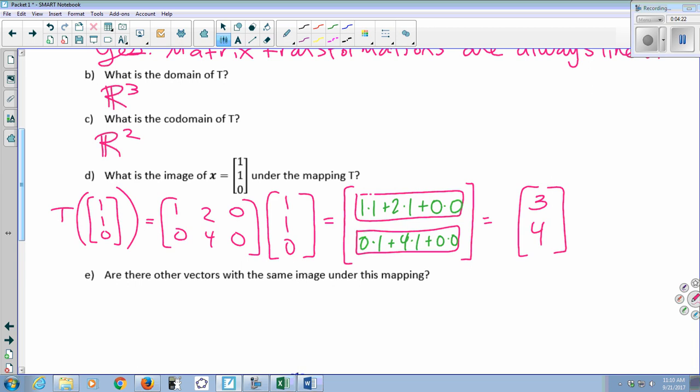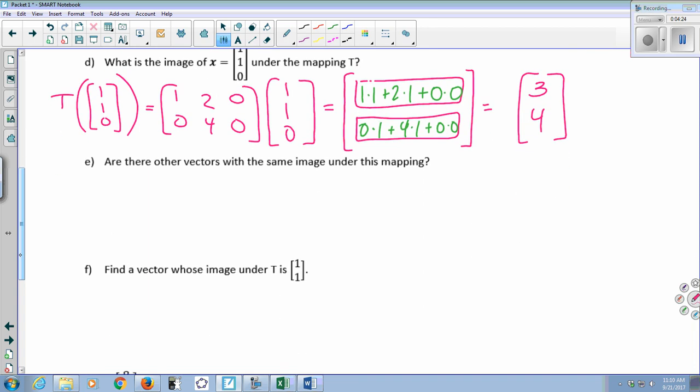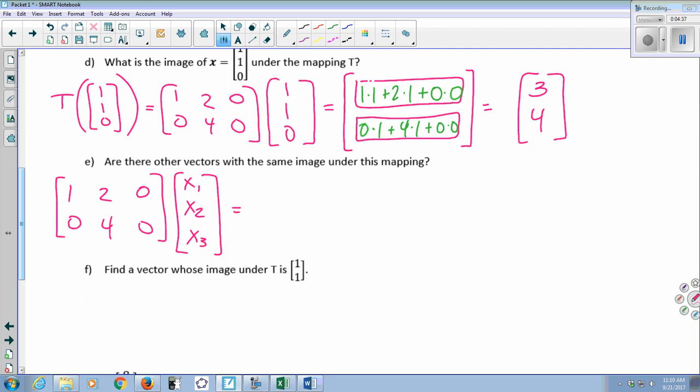Are there other vectors with the same image? So I'm saying, are there other vectors that I could multiply by this matrix, some other vector x1, x2, x3, that will also give me 3, 4 as my image? How would I solve that?